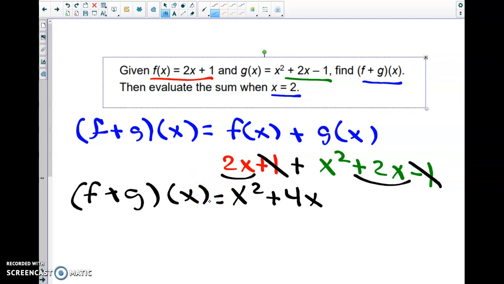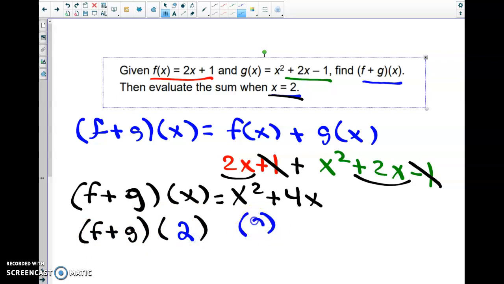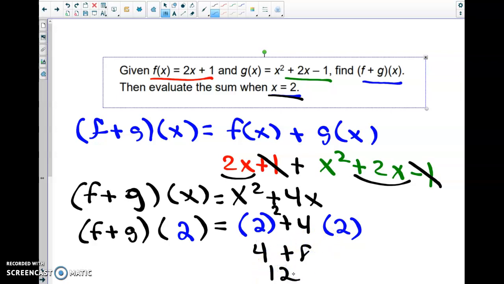Now they are asking us to evaluate that new function for the number 2. What do we do with that number 2? If you said plug in, you are correct. So f plus g of 2. I'm going to plug in 2 wherever I see x in my new equation. So squaring 2 gives 4, 4 times 2 is 8, so this should be 12. So f plus g of 2 equals 12.